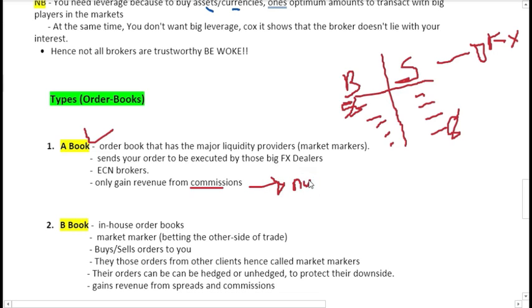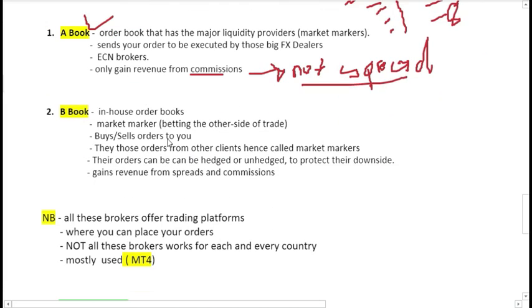So every time you place a trade, they charge you a certain percentage, right? Not spread, sorry, I'm using a mouse. Why is it so? Because they are lending you money, so they should gain that amount. Like I have explained about financing, right? So that's how an A book broker works. There are examples you can research over the internet.